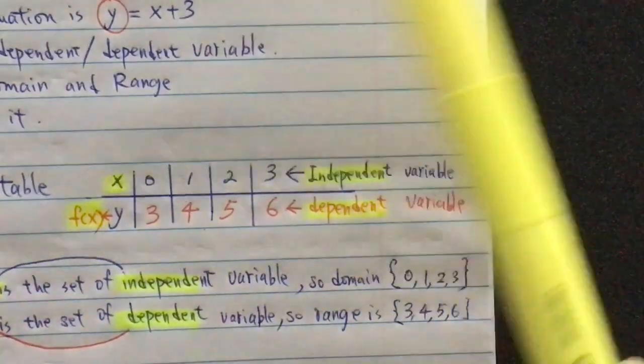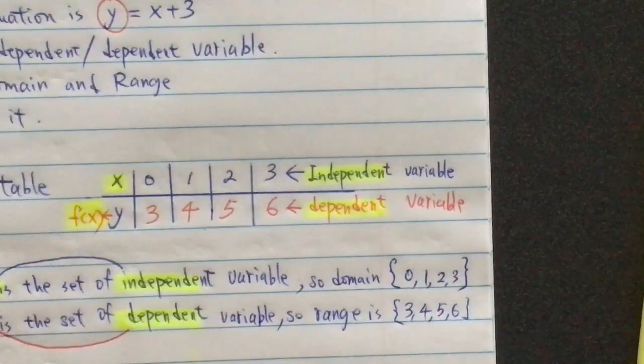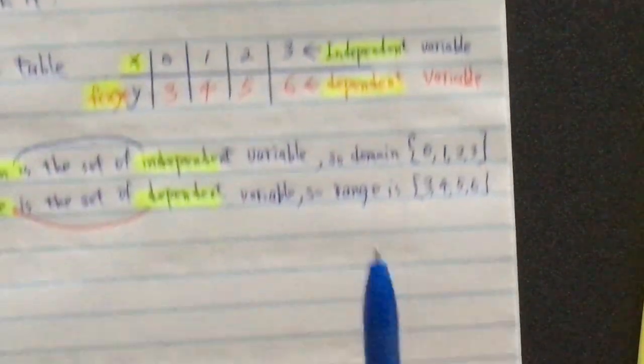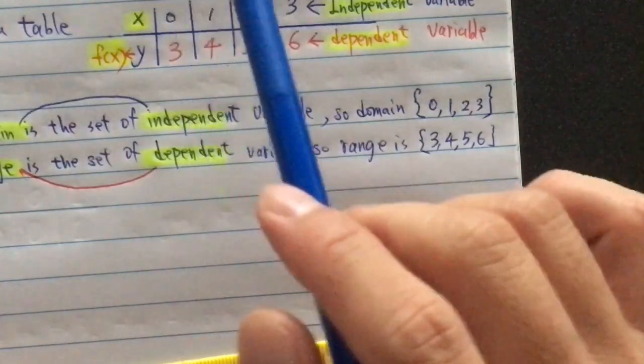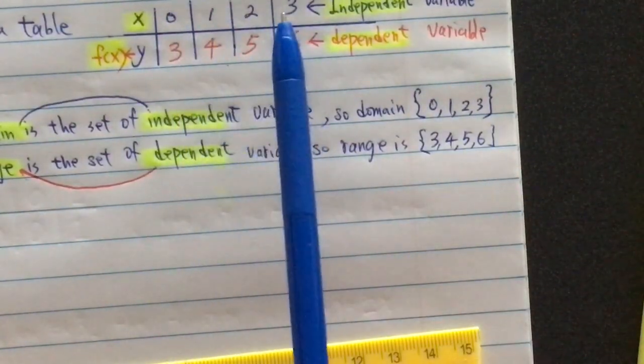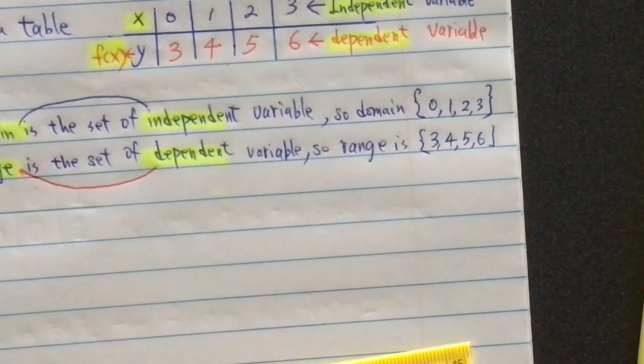Got it? Okay. And question 3, sketch it. Okay, now let's sketch it. We already have a table here, and it can help to sketch. So that means we need the values of x: 0, 1, 2, 3, and we need y values: 3, 4, 5, 6. Oh, and before we graph it, do you know what the graph should look like?